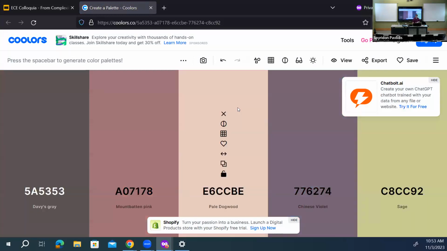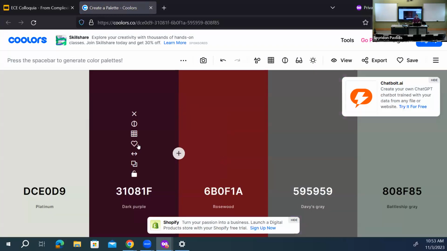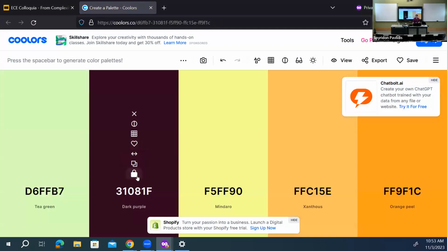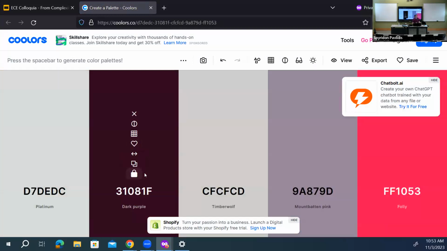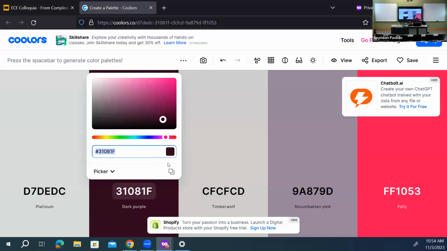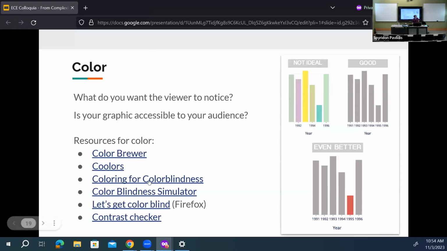But basically, if you press your spacebar, it gives you a palette. If you like a color, you can lock it, press the spacebar again, and it'll give you more palettes with that color, with varying degrees of success. But the most important part is it gives you the hex code for this color. So when I copy it, I can paste it into Google Sheets, into Photoshop, into any other tool that I'm using, and have those very specific colors that I want.